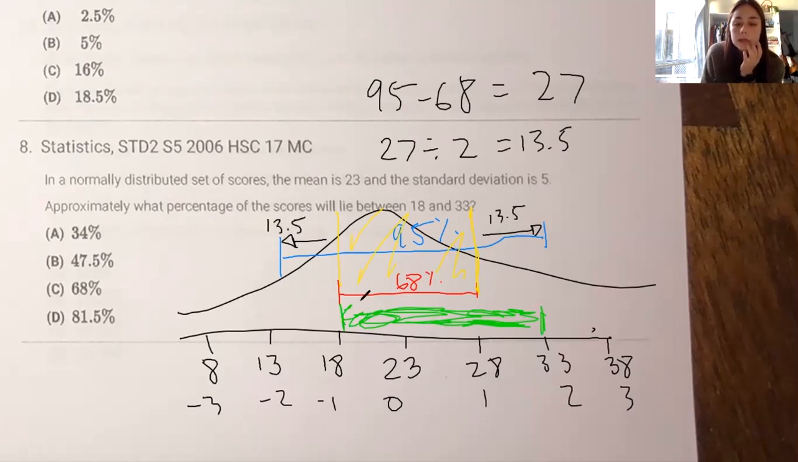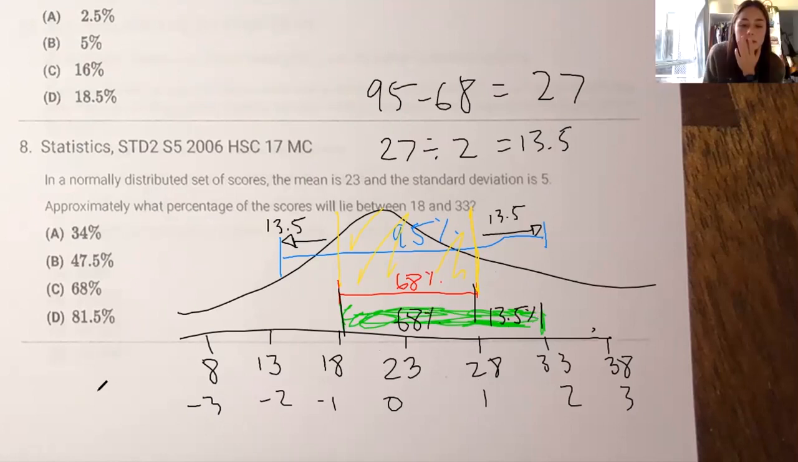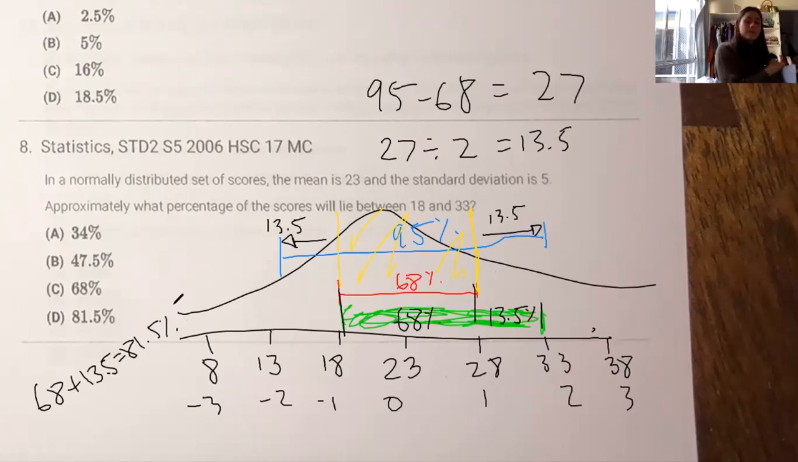And we want to know what's in green. So that's 68 plus 13.5. And so 68 plus 13.5 equals 81.5. So you had the right idea, but at least I get it.